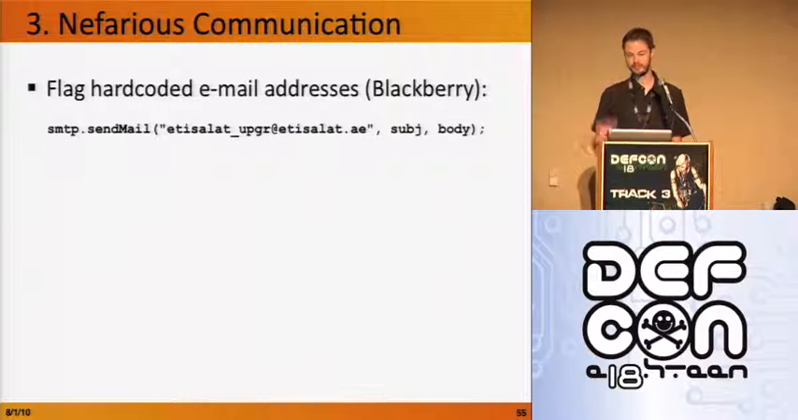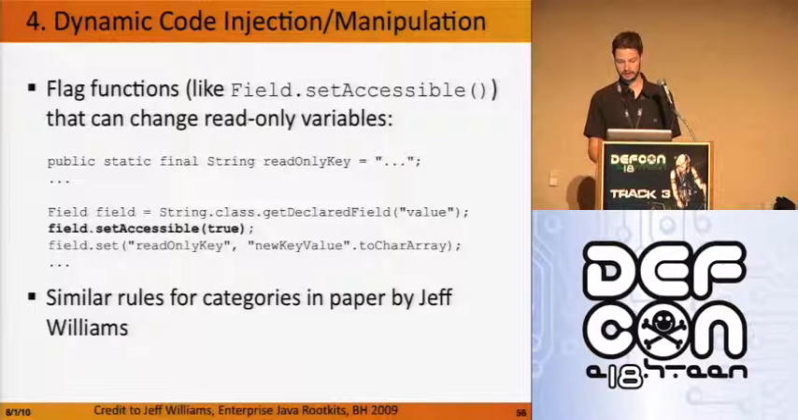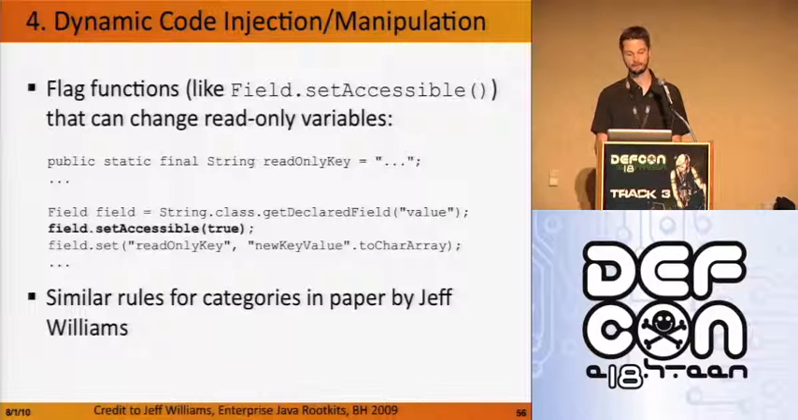Hard-coded email addresses. Every hard-coded email address is flagged in your application. There are, again, legitimate usages, when you want to contact the administrator or whatever. That's a legit usage, but in normal cases, it's illegitimate. We can also flag mailing APIs, for instance. We flag functions that change the read-only flag. For instance, setAccessible on a Field class, we're going to flag that because you shouldn't use that in your application. We have similar rules for all the categories described in Jeff Williams' paper, but we broadened our view and thought about more examples and how people do stuff. So we have rules for all these things.